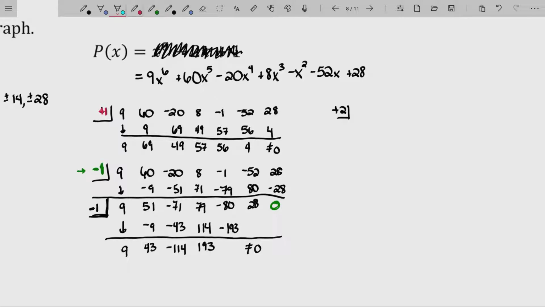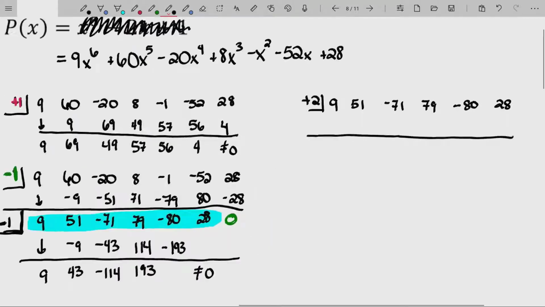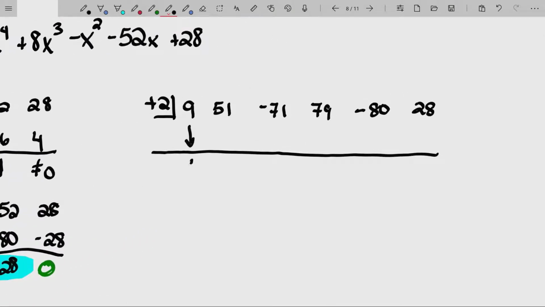So again, I'm going to steal this. This is the last set that worked because you have that green 0 at the end of it. And so I'm going to copy those numbers, 9 and a 51 and a negative 71, 79, negative 80, and a positive 28. And we go ahead and start the process all over again, right? So bring down the 9, multiply it by 2, it's 18, that's 60, 69. Multiply that by 2, it's 120, 138.